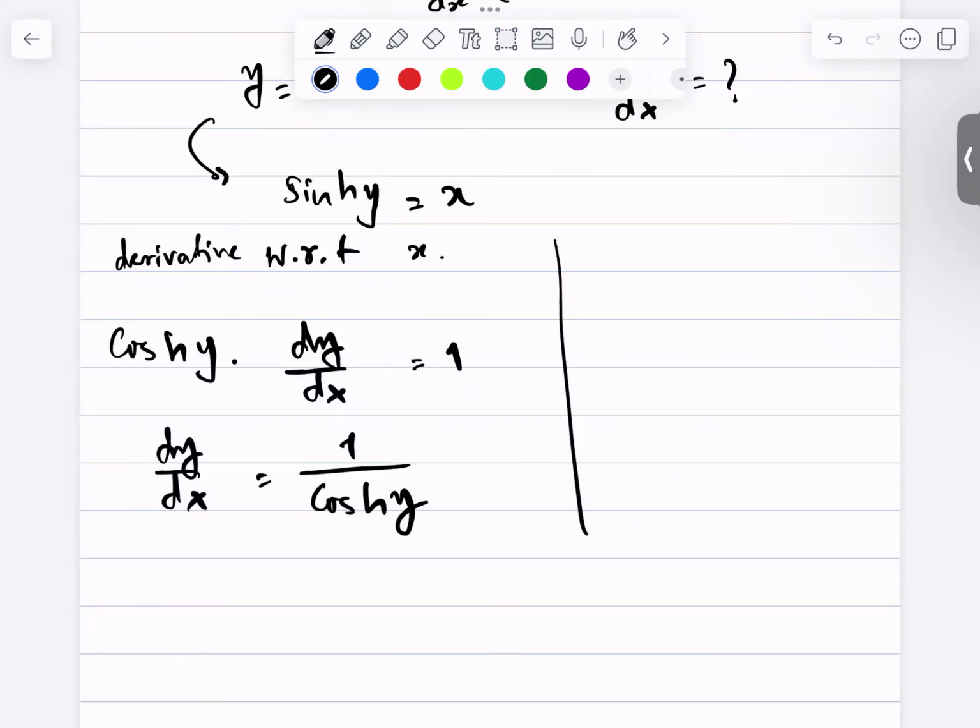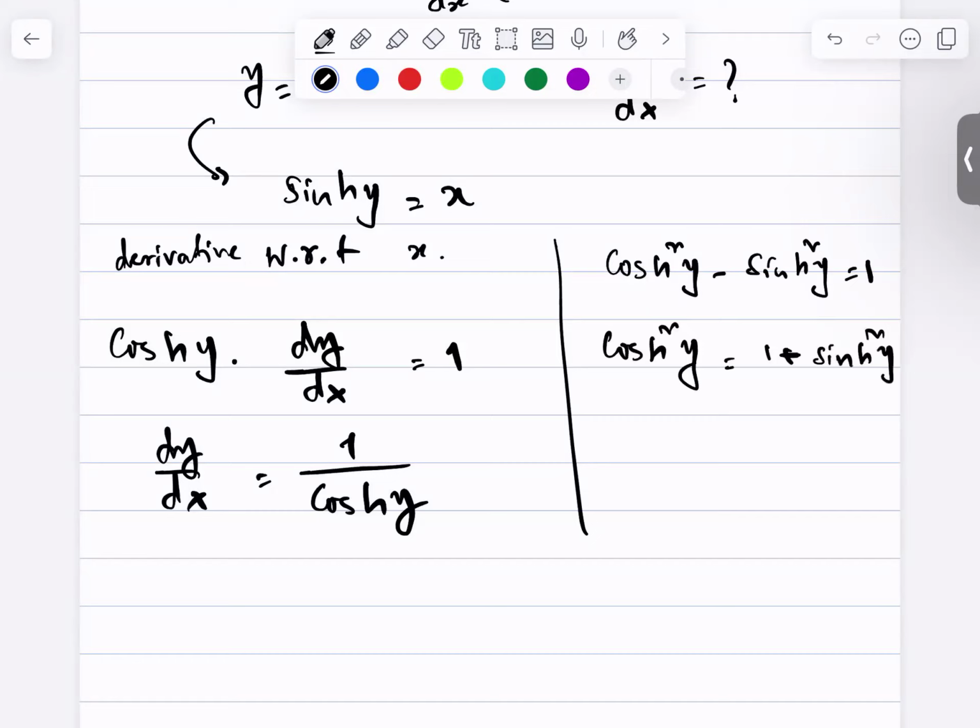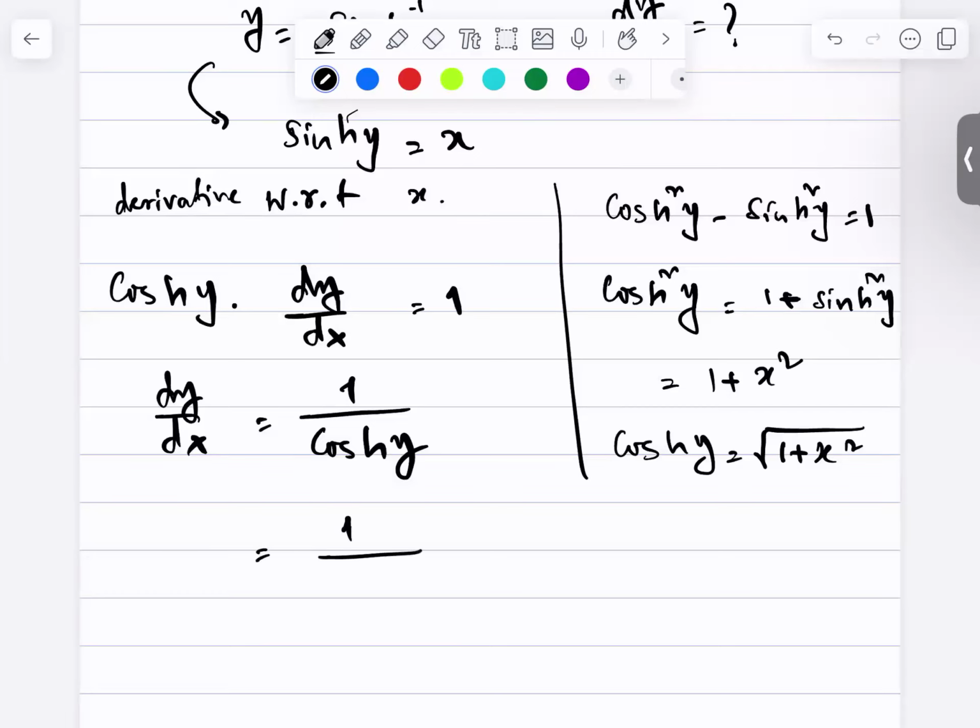So therefore, my answer should also be in terms of x as well, right? So therefore, I need to use the identity cosine hyperbolic squared y minus sine hyperbolic squared y is 1. And then I know that cosine hyperbolic squared y will be sine hyperbolic squared y plus 1. And I also know that sine hyperbolic y is x. So therefore, this will be 1 plus x squared. And then cosine hyperbolic y will be just the square root of 1 plus x squared. So this answer should be 1 over the square root of 1 plus x squared.